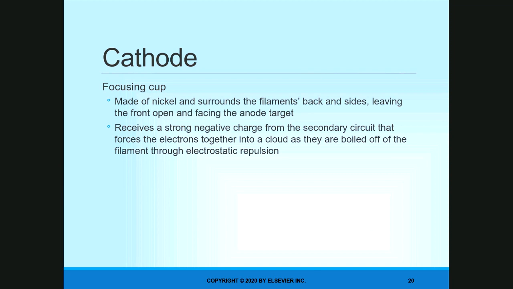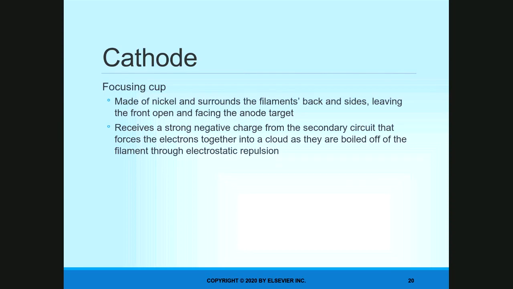Now, both of those filaments sit in a focusing cup, and that focusing cup is made of nickel, which is atomic number 28. And that focusing cup surrounds the filaments on the back side and on either side, meaning right and left, and the front is open and faces towards the anode target. Okay, and the reason that it's open is because you are going to send the electrons across the tube from the cathode to the anode once you are getting ready to make that exposure.